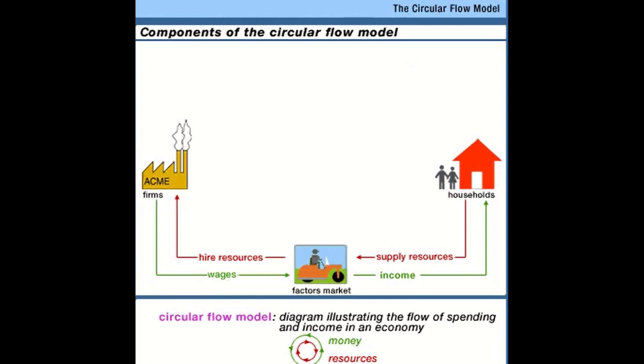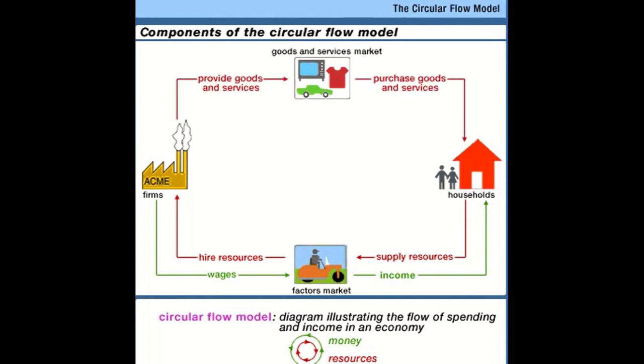The other market in which firms and households interact is the market for goods and services. In this market, goods and services are provided by the firms and purchased and enjoyed by the households. So the resource flow in this direction is clockwise. The money flow is in the other direction. Households pay money for goods and services, and that money winds up as the revenue of businesses. And out of this revenue, businesses pay wages, interest, etc. over in the factor markets.